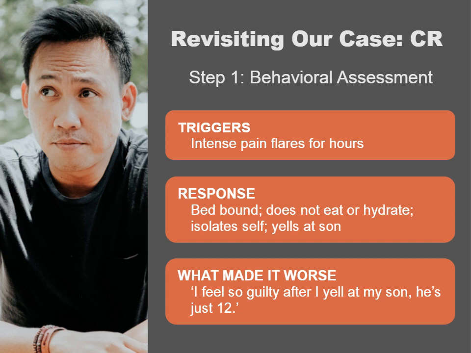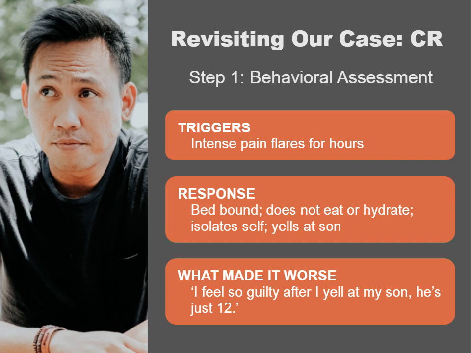So with our case, his triggers really were intense pain flares that he had for hours, that he said typically happened after he overdid a lot of activity. He said that generally what happened after he experienced a bad pain flare is that he would become bedbound. He'd lay down for a very long time. He didn't eat generally or drink things, and he stayed by himself. And when his son would come in and interrupt that time, he'd often yell at him.